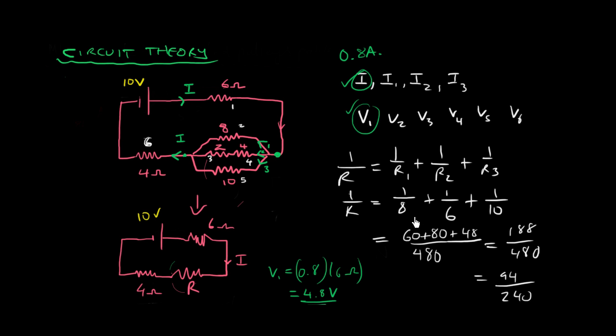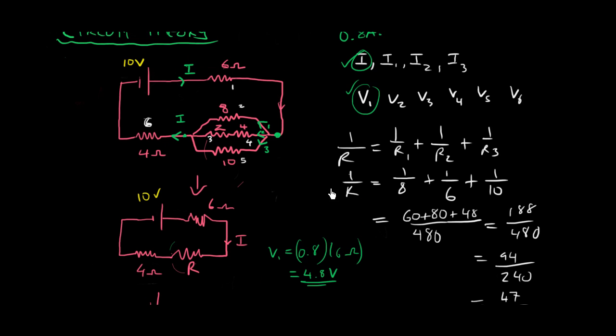So now we found this one. Now, what about V2, 3, and 4? Well, let's do V6 first, because this one's easy. It's 4 ohms and also 0.8. So V through resistor 6, V6, is going to be equal to 4 ohms times 0.8 amps, which is going through this one also. It's the same current. So 4 times 8 is 32, I believe. So that's going to be 3.2 volts. So we got V6.